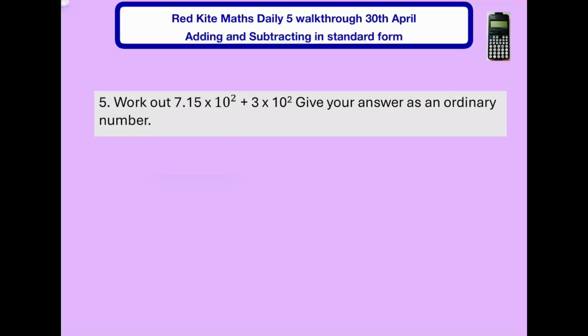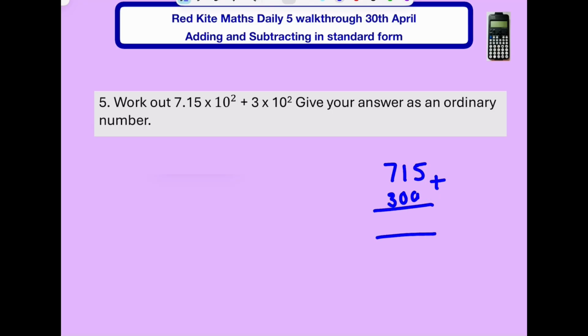We're done. Final one today, work out 7.15 × 10^2 + 3 × 10^2. Give your answer as an ordinary number. Now, I've put this as a calculator question, but actually you could easily do it as a non-calculator one because 7.15 × 10^2 would be making that 100 times bigger, 715. And then 3 × 10^2 is 100 times bigger, so 300.